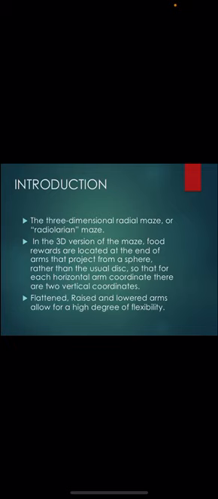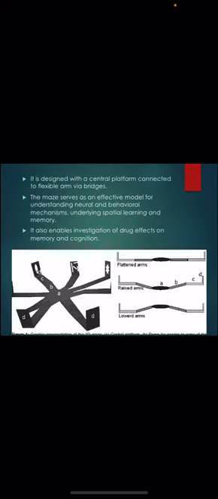In the 3D version of the maze, food rewards are located at the end of the arms that project from a sphere, not from a disc, so that for each horizontal arm coordinate, there are 2 vertical coordinates. There are 3 types of arms that provide a high degree of flexibility: the flattened, raised and lowered arms. As you can see in this figure, the 3 arms.